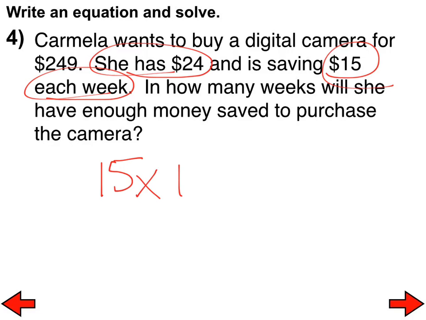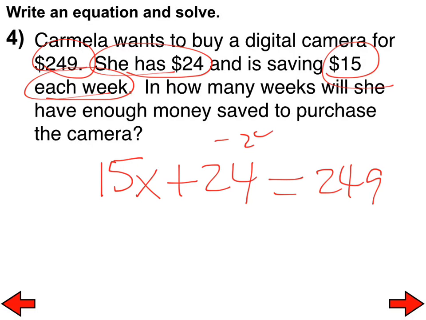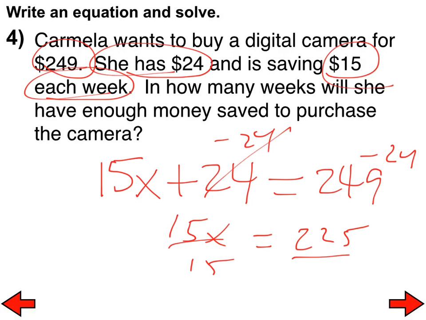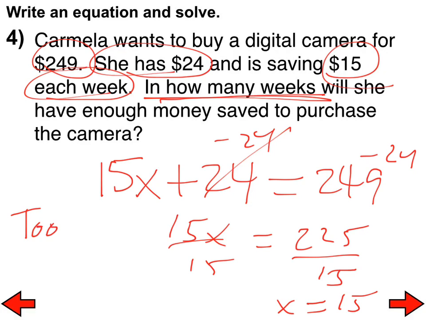She started with $24, and the total amount that she wants to spend is $249. Subtract 24 from both sides. That gives us 15x equals 225. Divide both sides by 15. Do not just give me an answer of x equals 15. You might want to say something like, it took her 15 weeks.